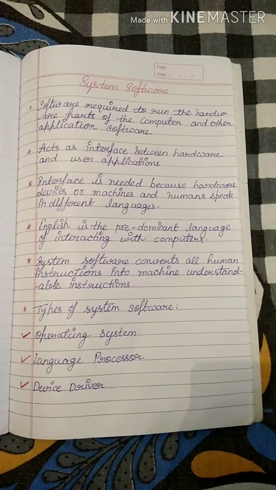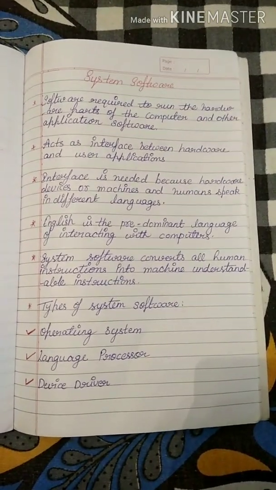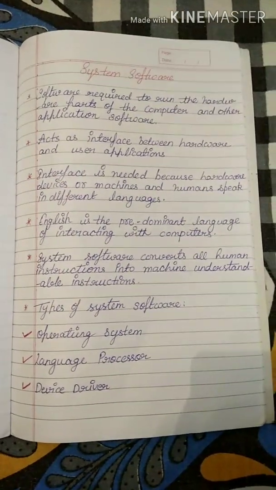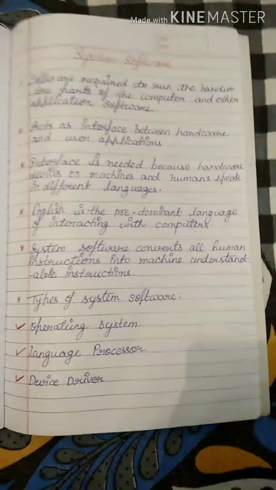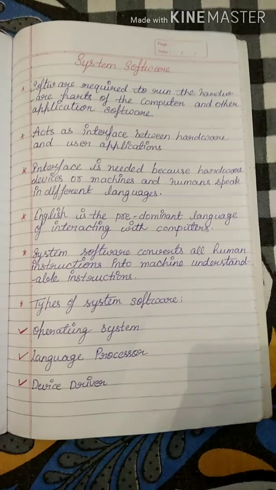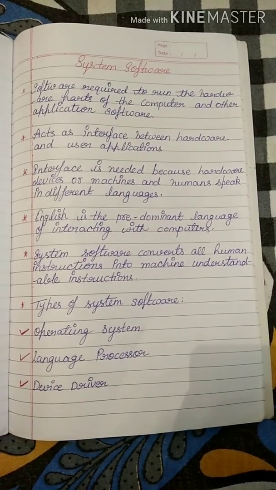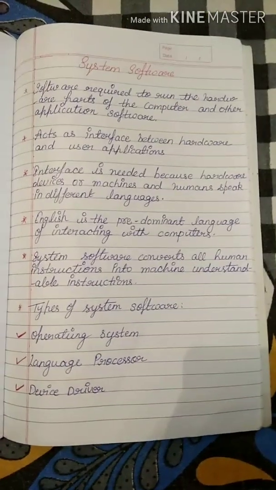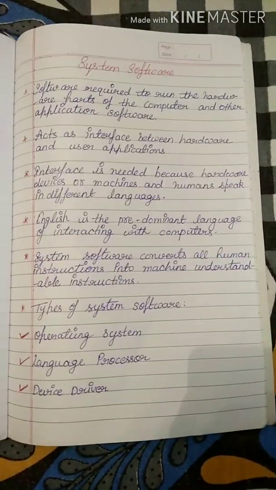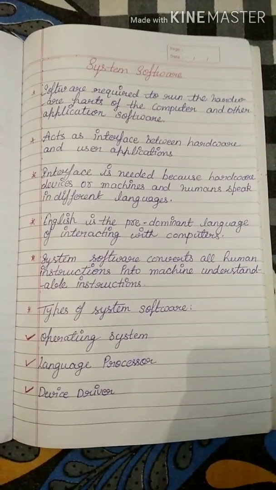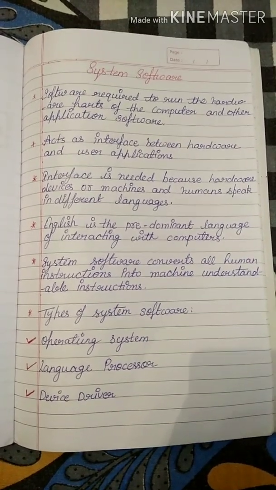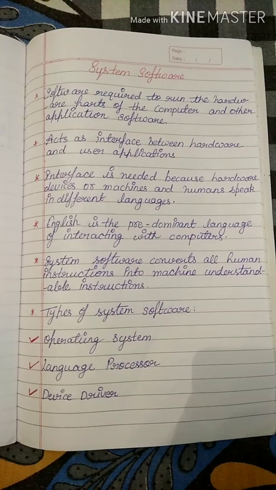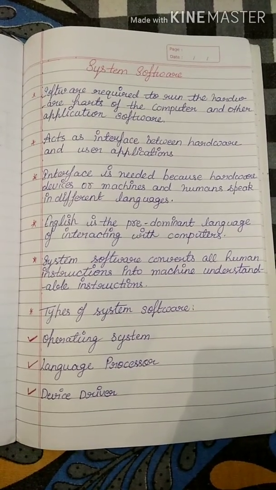In this video, we are going to discuss system software. The system software acts as an interface between the hardware parts of the computer and the user like you and me. Now, why is this interface required? Because we speak in a language called English, or you could be speaking in some other language, but the computer understands only one language, which is the binary language, zeros and ones.